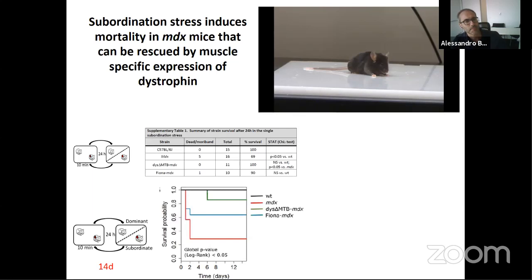And the first observation we made years ago was that if you expose a sufficient number in a well-powered study to this 24-hour social defeat model, with 10 minutes of defeat and sensory contact, about 30% of the MDX animals that you can see here will die. 30% in less than 24 hours. And this is completely rescued by skeletal muscle-specific expression of utrophin or dystrophin.